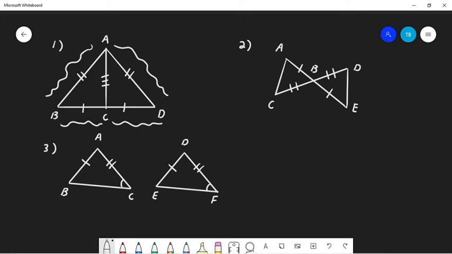And then when we write our answer, and I'll write it down here, number one, we can say that triangle ABC, triangle symbol, is congruent to triangle ADC by the SSS postulate. So we'll just leave it as SSS. Okay. Now how about number two?